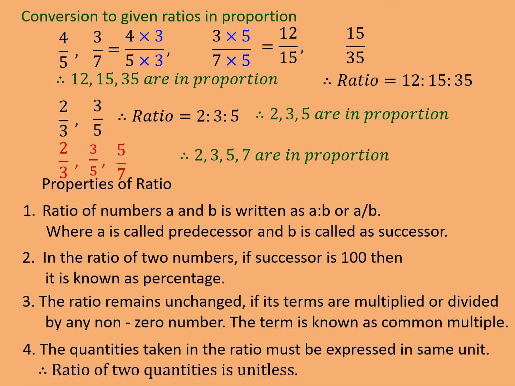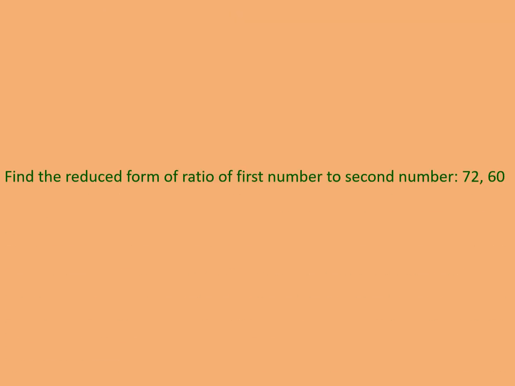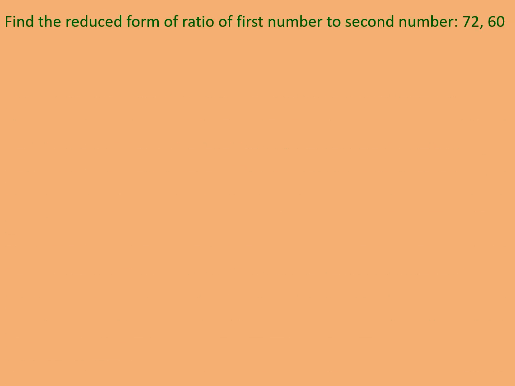Fourth one, the quantity taken in the ratio must be expressed in the same units. The ratio of the two quantities is unit-less. That's why, because the units are the same, they get cancelled. Let us see a few more examples.